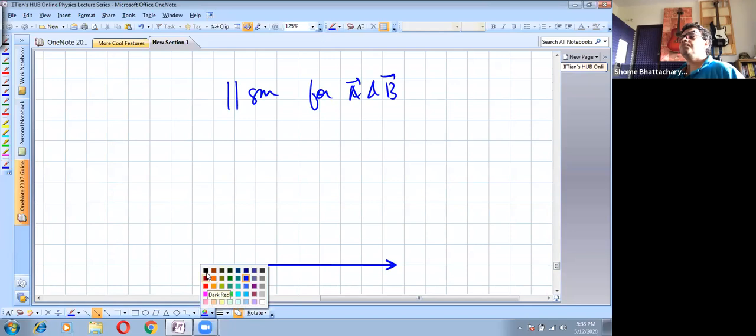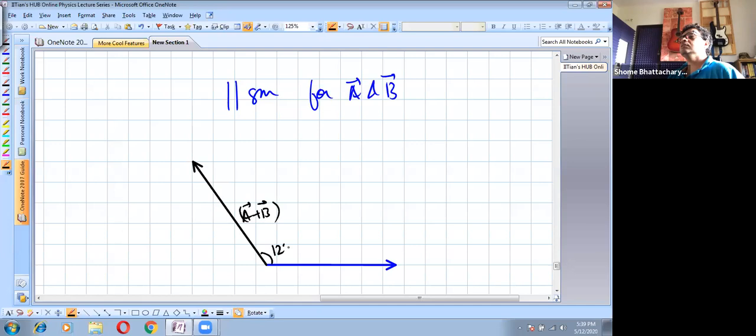Now the primary diagonal, which is the sum of the two, that should be at 120 degrees. Okay. So this is a little bit tricky in that sense. This is the vector A plus B. And this is at an angle of 120 degrees. And this is also magnitude 5.